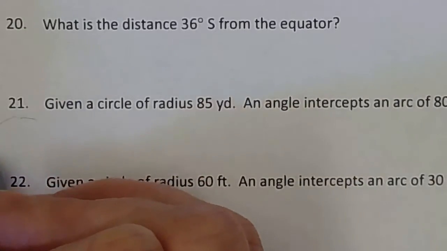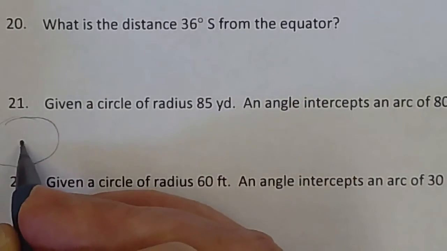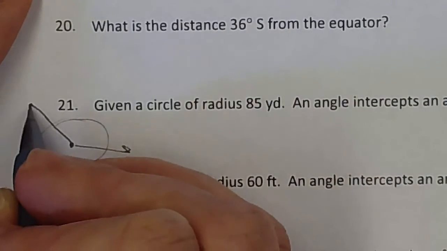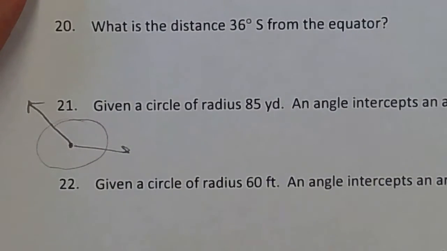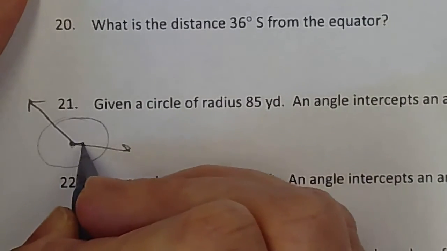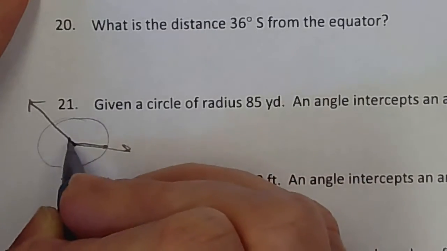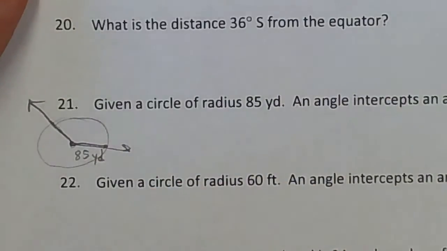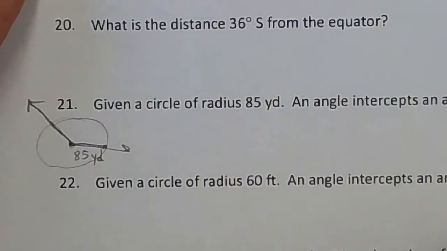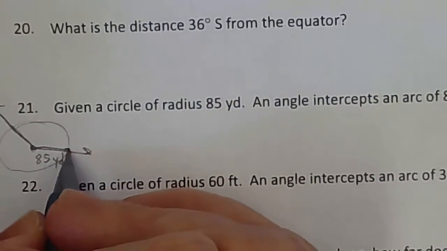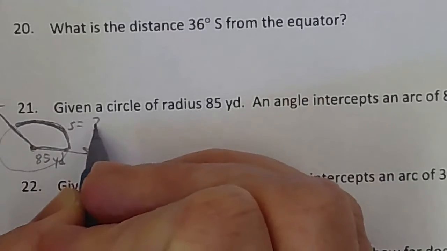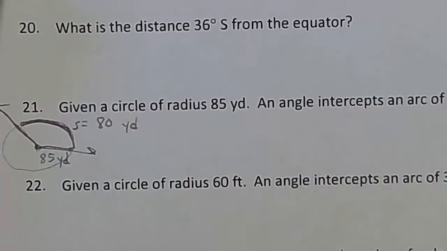So what we have is a circle, and we've got an angle inside it. So it gives you a little visual aid on this, okay? So we've got an angle that looks something like this. The radius from the center to the edge is 85 yards, no matter where you want to label that. So this is 85 yards from there to there. And then it says the angle intercepts an arc of 80 yards. So this distance here is the s equals 80. Okay? So express the angle in radians.